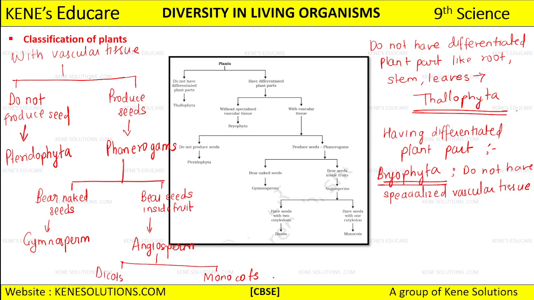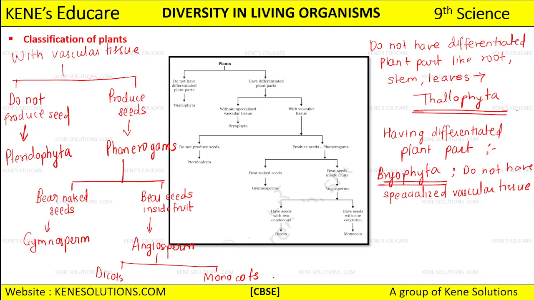The chart, the classification of the plant which is being shown on the screen, I want this thing to be very much clear into your mind. कि अब कुछ प्लांट्स ऐसे होते हैं जिनके पास डिफरेंशिएटेड प्लांट का पार्ट नहीं होता, जैसे दे डोंट हैव रूट्स, स्टेम्स, लीव्स एंड ऑल, सो दैट इंक्लूड्स थैलोफाइटा. कुछ ऐसे होंगे पार्ट्स, they are going to have differentiated plant part, like if they are having this root, leaves and stems, then they are either going to be with vascular system, or they are going to be without specialized vascular system.